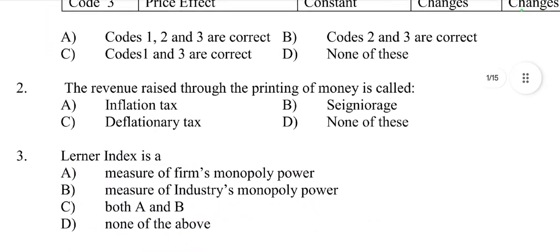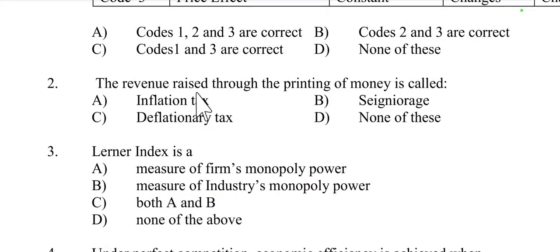Then question number 2: the revenue raised through the printing of money is called inflation tax, seigniorage, deflationary tax, or none of these. When we collect revenue by printing money, it is called seigniorage. Option B is right. Seigniorage refers to the profit made by the government from issuing currency, especially when the face value of the money exceeds the cost of producing it.